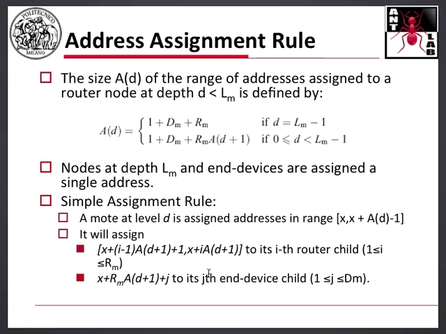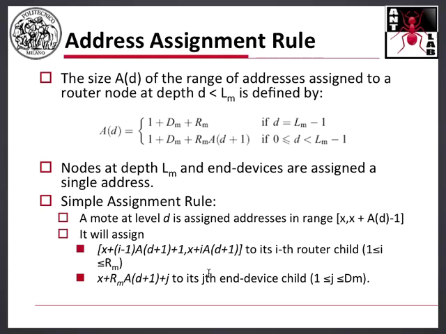So D spans from 0 to L of M, which is the lower layer of the tree. So it's the leaves of the tree. And the function A of D just tells you how many addresses a ZigBee router at level D must have for addressing itself and for all the nodes which belong to the branch of the tree rooted at itself. Clear? So let's, for example, take the first case.